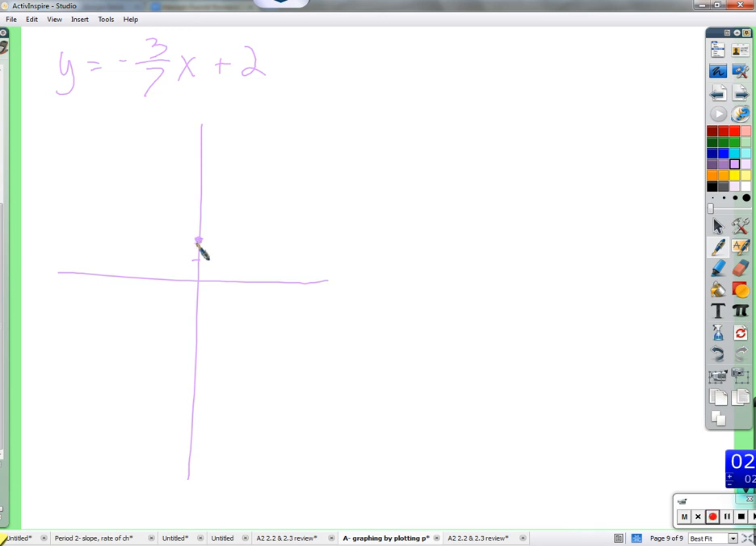Now I just need one more point. Well, where do I want to go on the x to make my life easier? What do I want to plug in for x? 7. I want to move to the right 7, right? When we do the slope, if you've learned the slope before, up and over, rise over run, it's always the rise over the run. Then that's really all you're doing. You're just moving to the next x value. That is a simple operation to plug in for x.